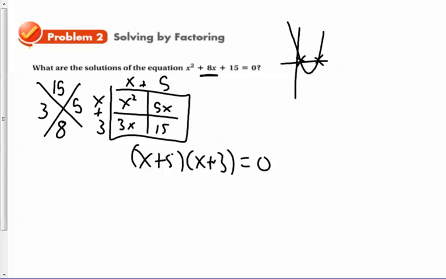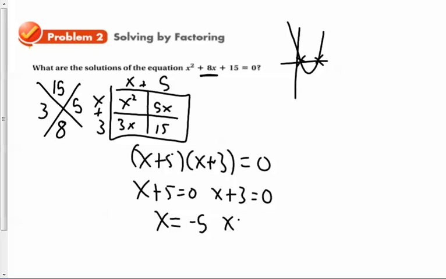So then you're back to what we did in the last example. You say x + 5 = 0, or x + 3 = 0. And you got two little itty-bitty equations, x = -5 and x = -3.